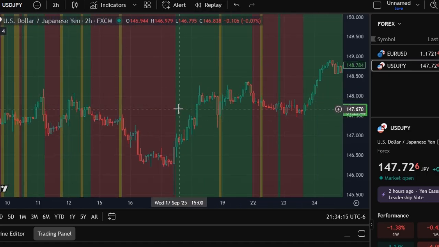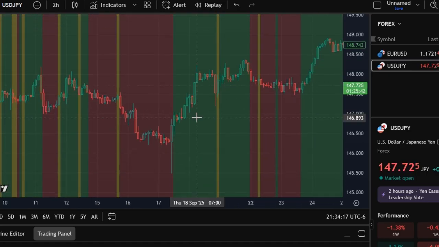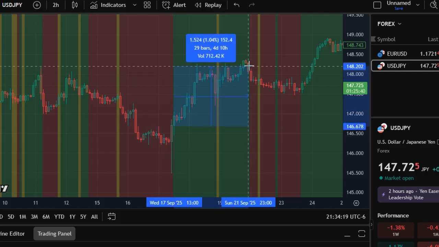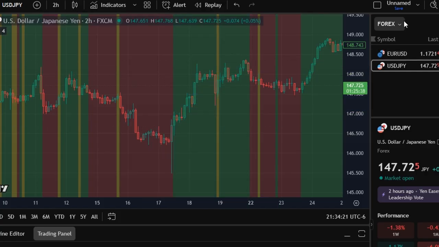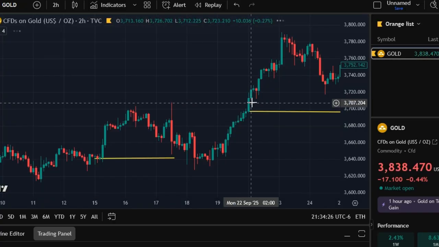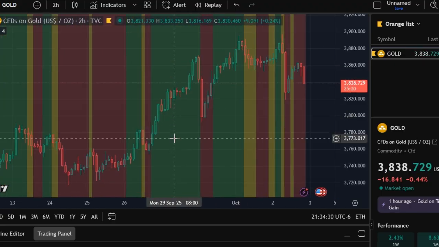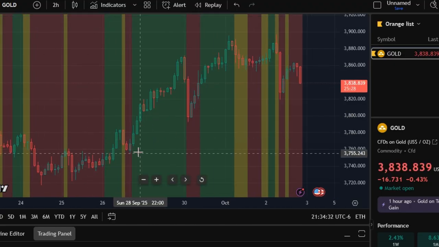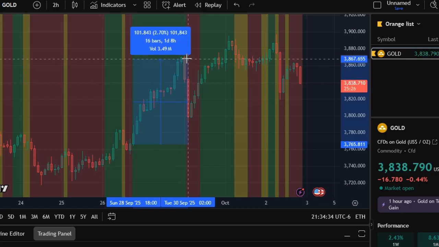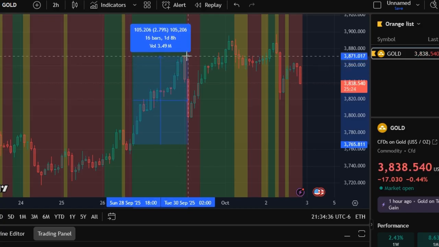And you can catch really nice waves, really nice movements. Again, this is on forex. Let's try, for example, on, let's see, gold. Gold is actually very good from what I have been testing. So again, look at this. Very nice longs with this indicator right there, around almost 3%.